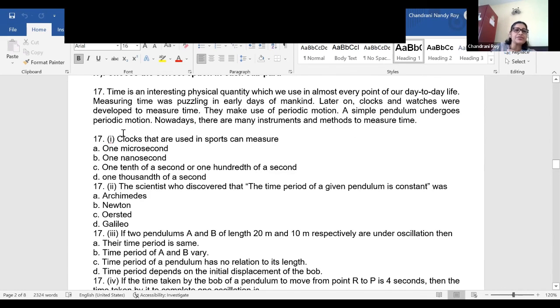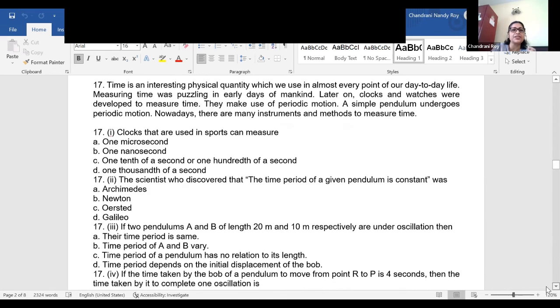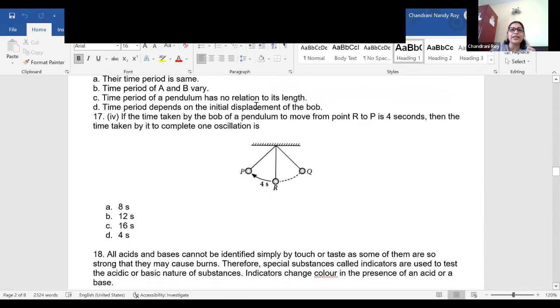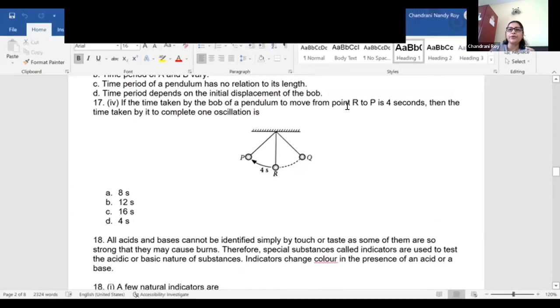It's a very general paragraph, out of which we have designed questions like, clocks that are used in sports can measure. So the correct answer is 1/10 of a second or 1/100th of a second. The scientist who discovered that the time period is a given constant for a particular length of the pendulum was Galileo. And here, teachers, I would just wind up by showing you this particular question. If the time taken by the bob of a pendulum to move from point R to P is 4 seconds, then the time taken by it to complete one oscillation is what?